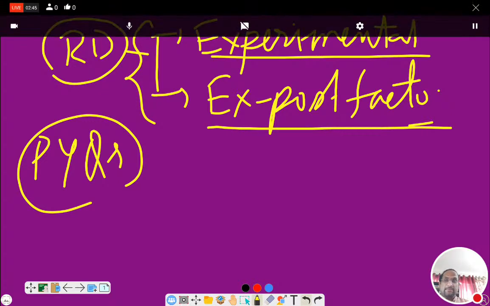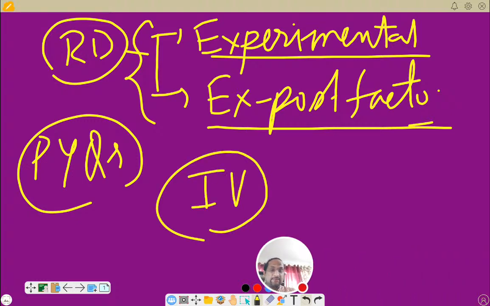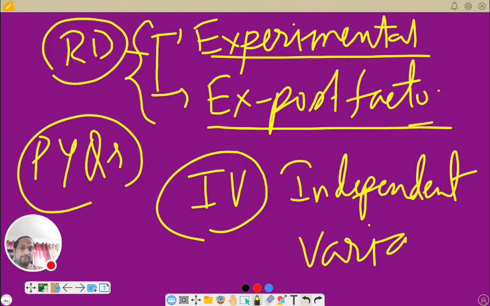understanding of what is experimental design, what is ex post facto design. What is experimental design? Experimental design is a research design, a blueprint, a backbone of research where you have the liberty to manipulate IV. What is IV? Independent variable. Independent variable is a variable which is largely independent of other variables whose manipulation brings changes in dependent variable.